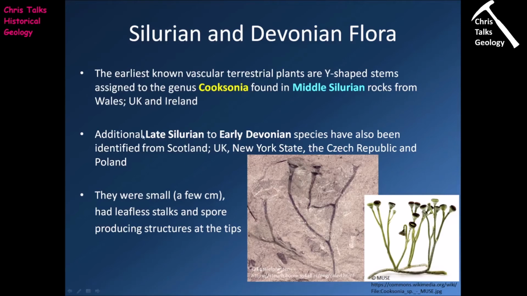We also have additional late Silurian to early Devonian occurrences of Cooksonia or related species from Scotland in the United Kingdom, New York State in the US, and the Czech Republic and Poland in Central Europe. So it appears to have been a relatively successful and widespread organism. So Cooksonia itself were relatively small. They would be only a few centimeters in height, so they weren't massive. They had leafless stalks and they had these spore-producing structures at the top.